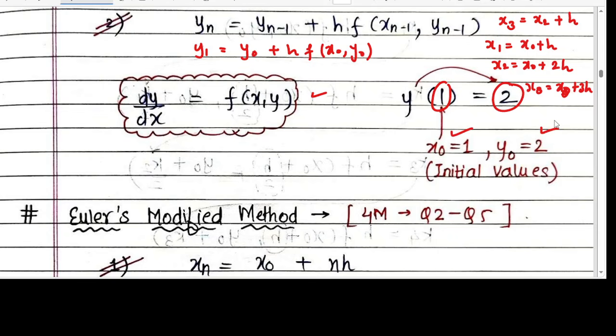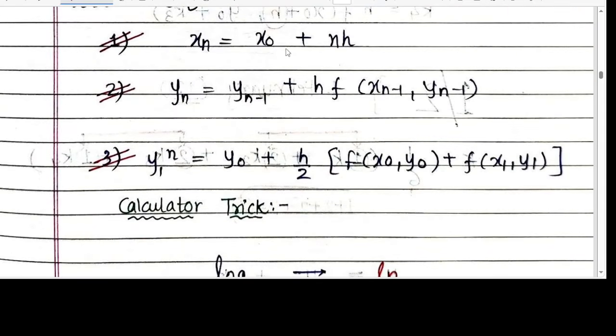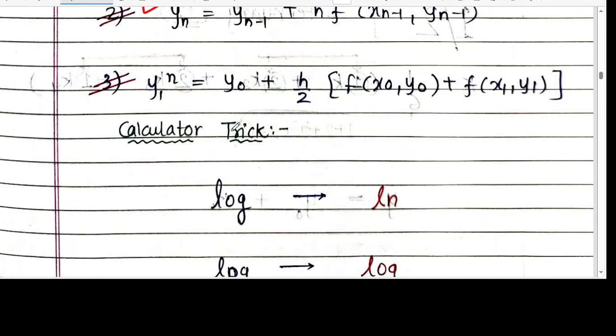Now we will see Euler's modified method. In Euler's modified method, again the same formula to find y1. To find y1, we have to use the same formula given by Euler. So this is Euler's method. We have to use Euler's method first, and then we have to use Euler's modified method. In Euler's modified method, we are going to take average of the slopes, which is, suppose y1 of n, this n is representing first approximation, second approximation, and so on.